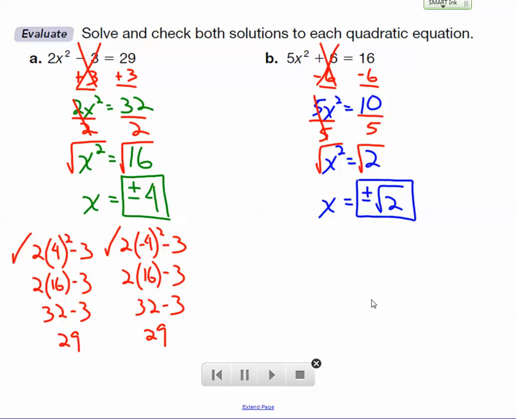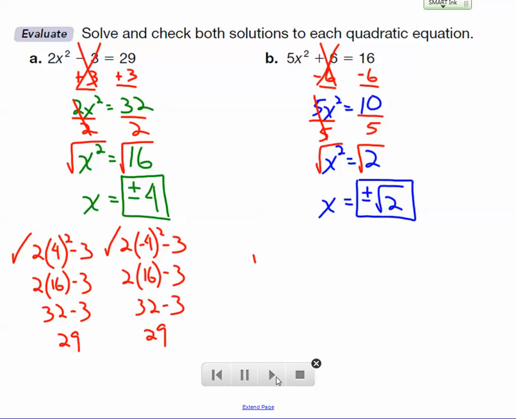We'll just leave it as the square root of 2. If we could simplify the radical, we'd simplify it, but we're definitely not going to punch it into the calculator and give a decimal answer because that decimal would be rounded. There's no way to represent the square root of 2 as a terminating decimal, one that stops. And we can check this answer.